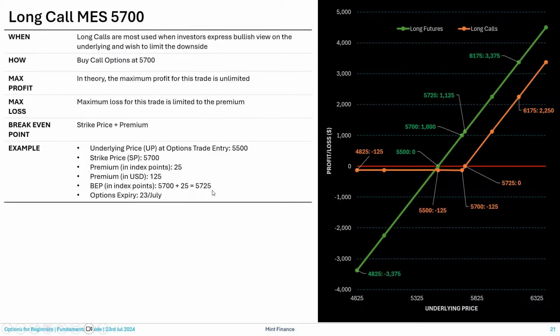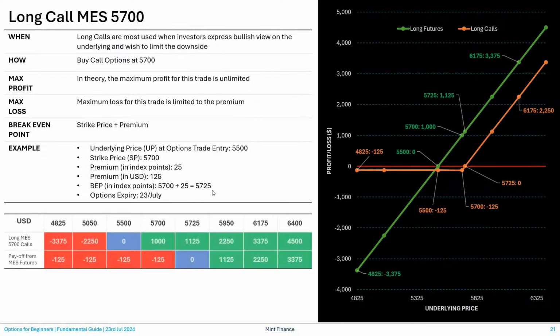And just for completeness' sake, we're assuming that this option expires on the 23rd of July. So given all of these inputs, we can look at certain levels and, based on the calculations, what the payoff will be. So just to contrast really quick, at 5,500, the payoff from our futures position might start going up beyond this. I think the columns here are somewhat reversed. So the top one should actually be futures and the bottom one would be the call option.